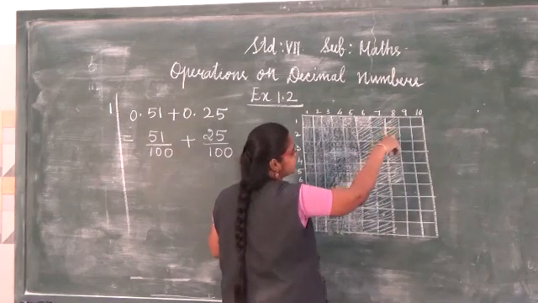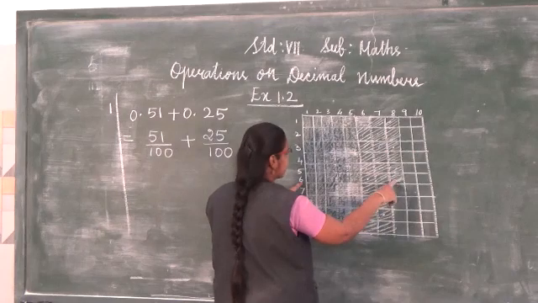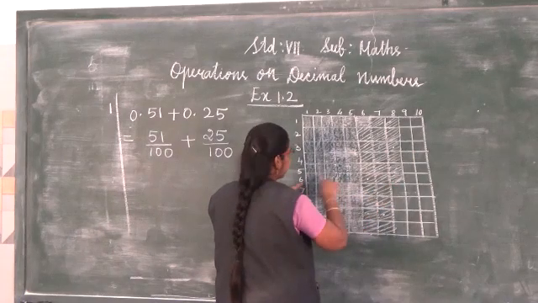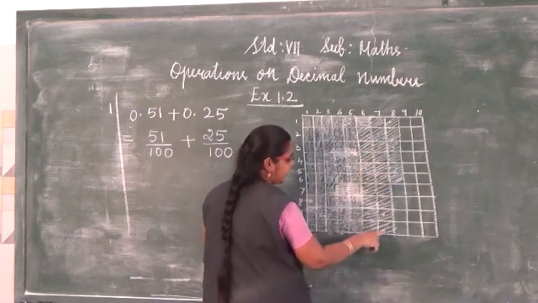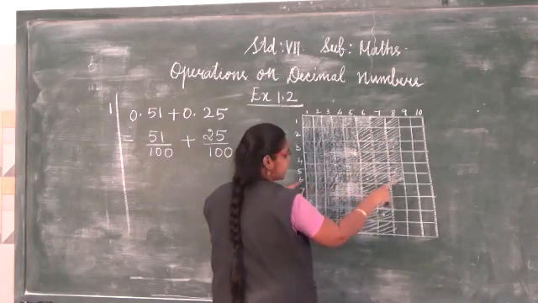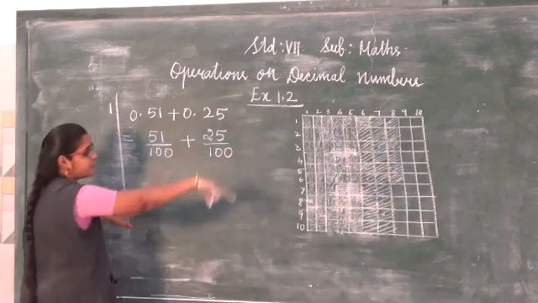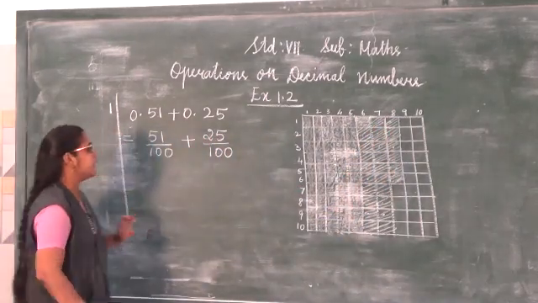70, 71, 72, 73, 74, 75, 76. So the answer is 76. If you count like this, this is 70. Here 6 it is there. So 6th row, so 76. So this is the way of drawing in the grid.